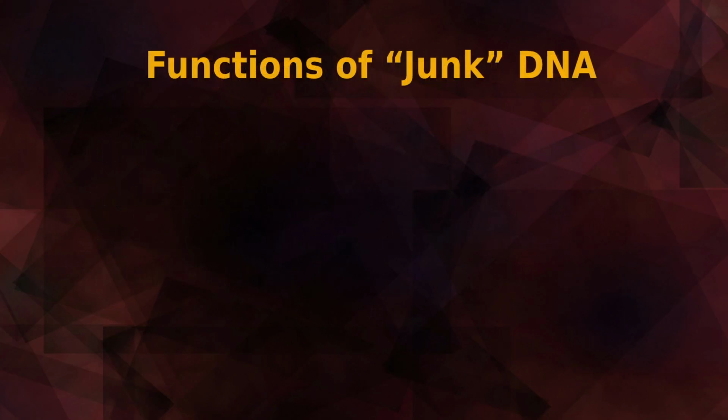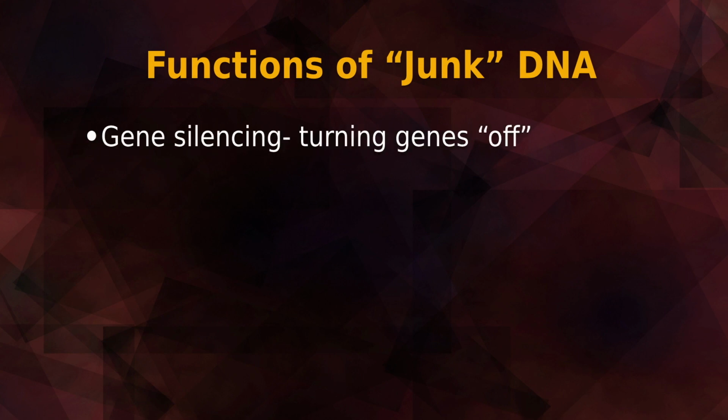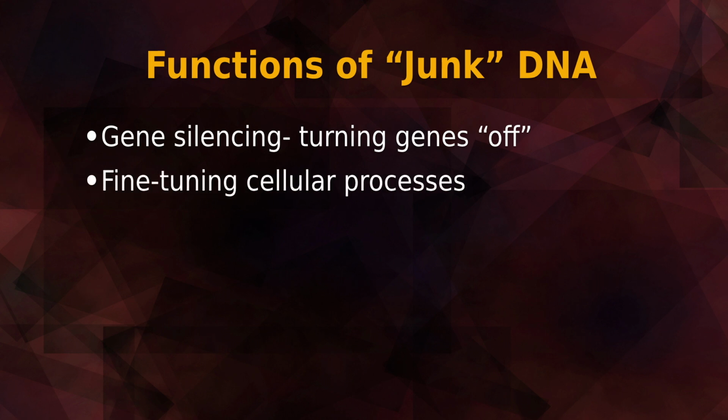And so, some of the functions of junk DNA that we've found so far. One of the important things is something we call gene silencing. It's turning genes off, okay? Because you've got to be able to turn them on, but you have to be able to turn them off. And so it's involved in that, especially the non-coding RNA. Fine-tuning transcription and translation, okay? Getting this just so you get the right amount at the right time.